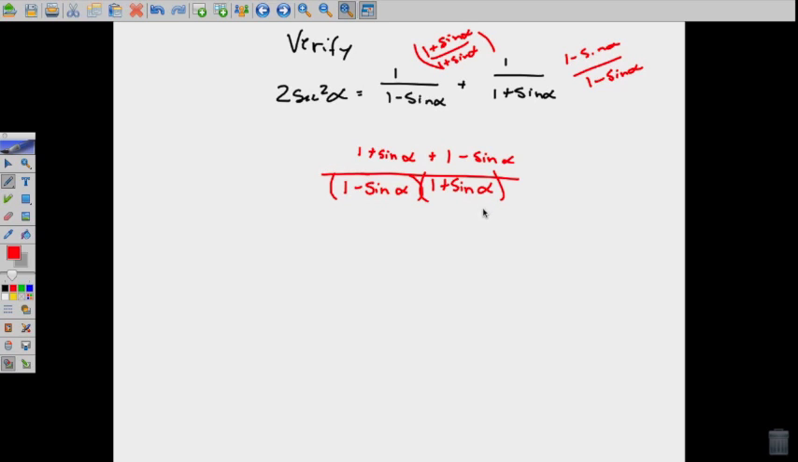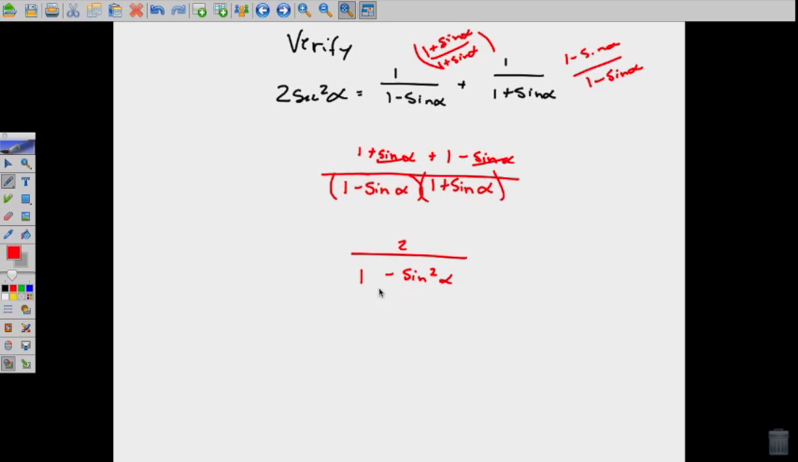I have a positive sine, and I have a negative sine, and then I have 1 plus 1. So the top becomes a 2. The bottom, when I multiply, 1 times 1 is 1. Negative sine times 1, positive sine times 1, those things are going to cancel. I'm going to have a negative sine alpha and a positive sine alpha. The middle terms cancel. Now my last term, negative sine alpha times positive sine alpha, becomes negative sine squared of alpha. So, now who made things simpler? This guy. Woo woo!